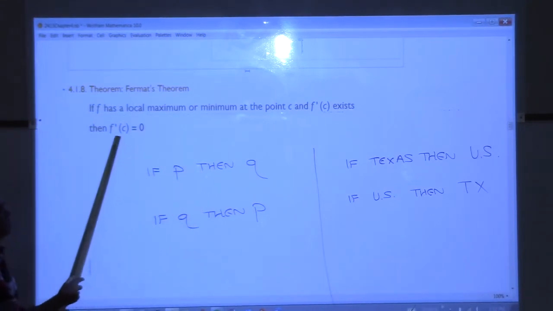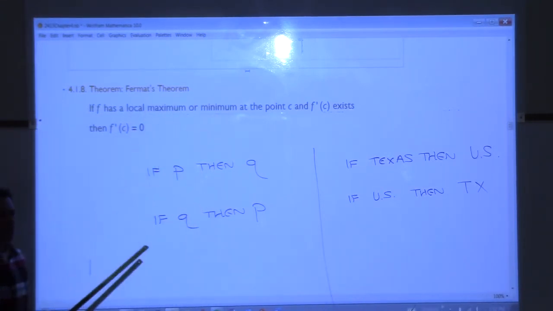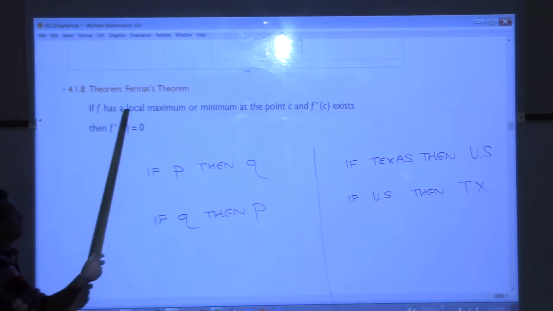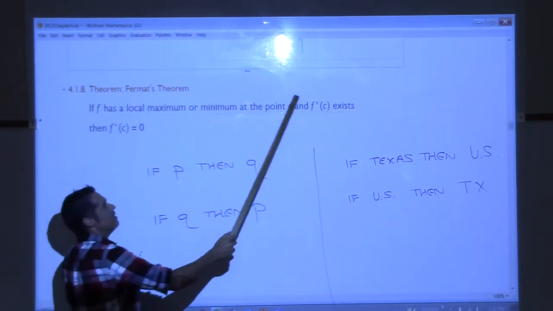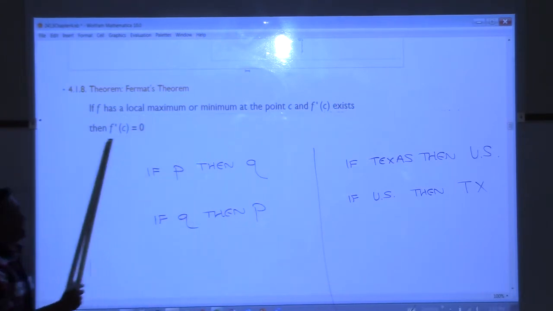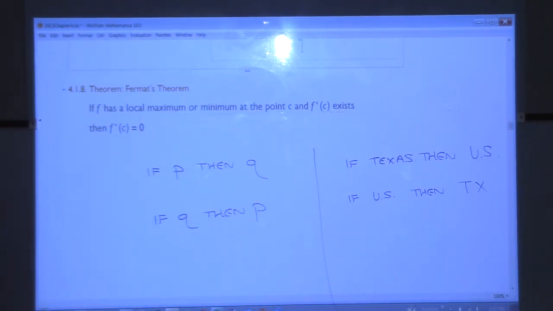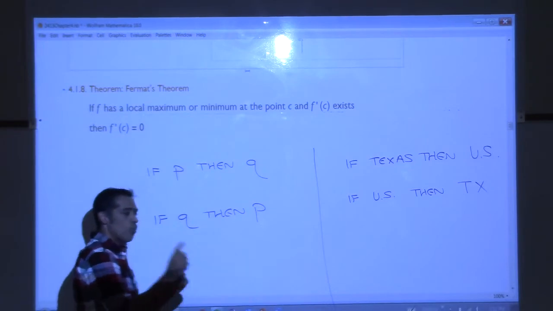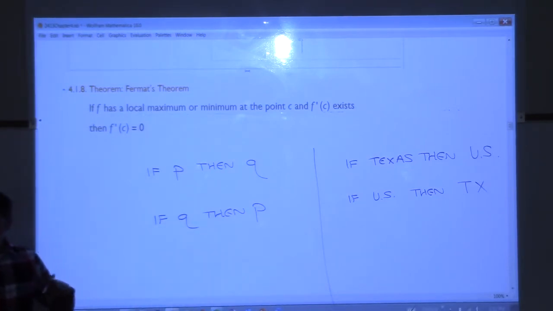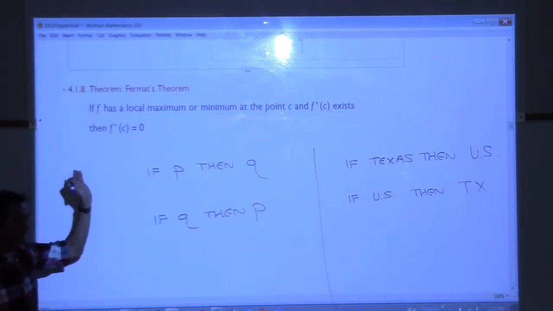They say, oh, if the derivative is 0, I'm looking at a max or min. No. You can only say, if you're looking at a max or min and the derivative exists there, then the derivative must be 0. So as useful as the theorem is, it doesn't work the way we want it to work. We want it to work the other way, don't we?